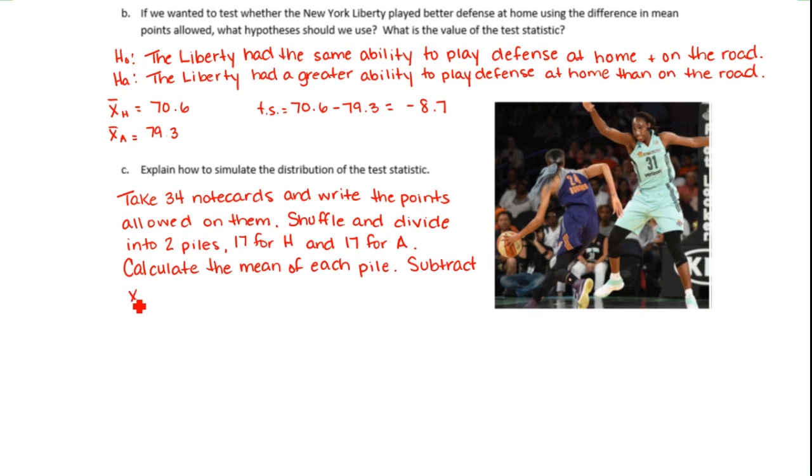100 trials of the simulation were conducted. The mean of home, assuming the Liberty had the same ability to play defense at home and on the road. And the difference in means for each trial was recorded on the dot plot below. Describe what information is provided by the dot plot. So you would say it shows the possible differences.